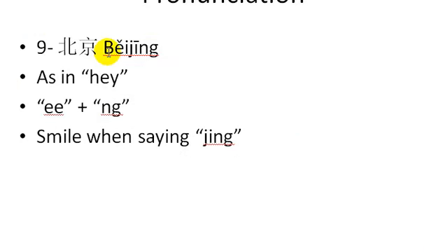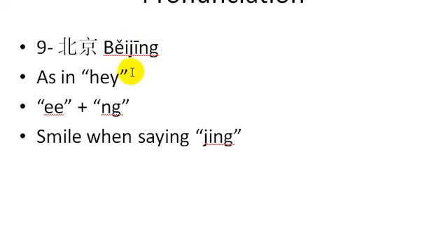Next we have Beijing. So the B is like our B in bet, and the EI is like the A in hey. Bay, sounds like San Francisco Bay, except it's third tone, so we say Bay. So repeat after me three times, Bay, Bay, Bay.